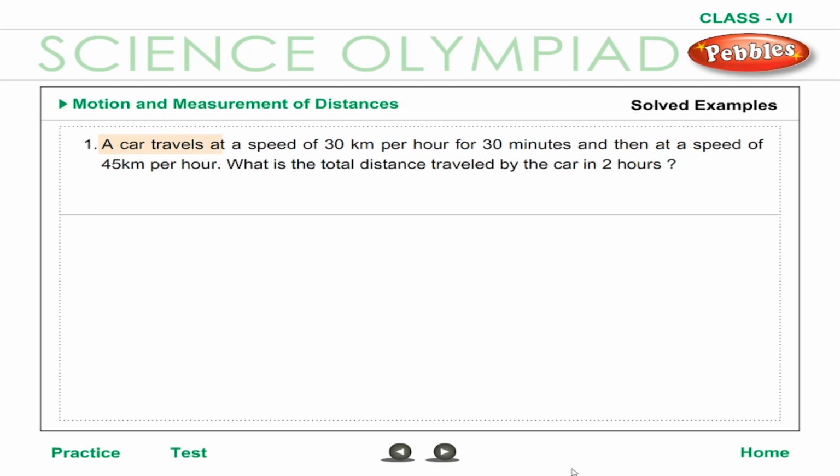A car travels at a speed of 30 kilometers per hour for 30 minutes and then at a speed of 45 kilometers per hour. What is the total distance travelled by the car in 2 hours?